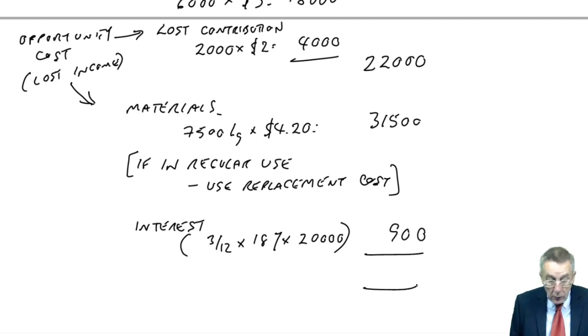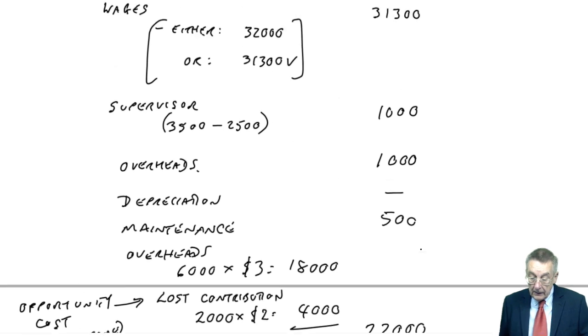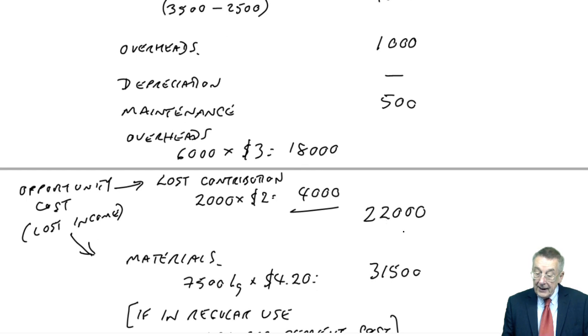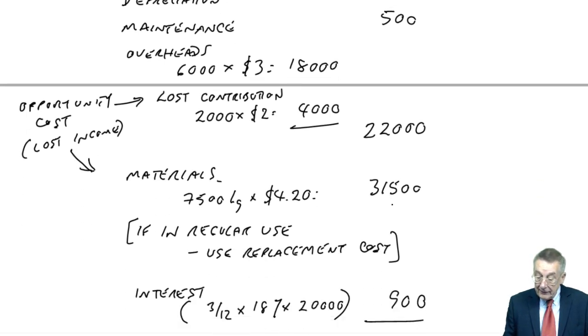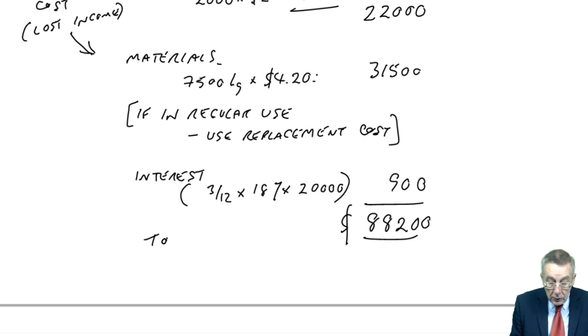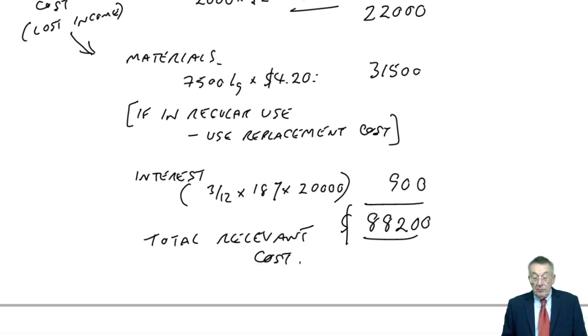And so, what's the total relevant cost? 31,500, 32,000, 33,375, 33,800, 55,800, 87,300, 88,200. I hope I've added up right. There is the total relevant cost. And why is that important? Well, if there was already a price being quoted for the contract, then provided it's more than 88,200, happy to go ahead. If it's less, we're not.